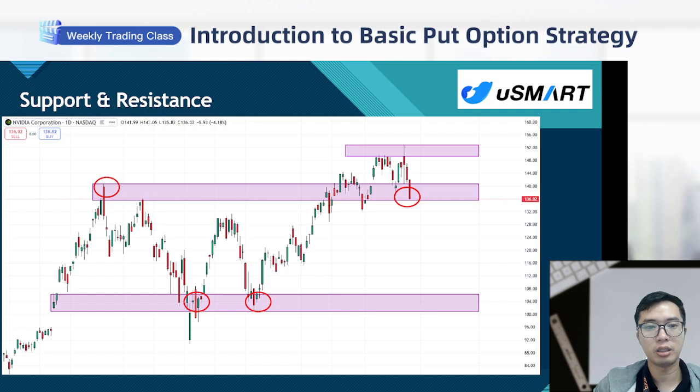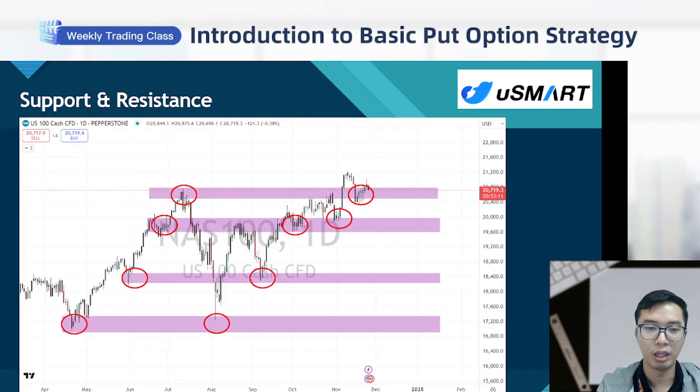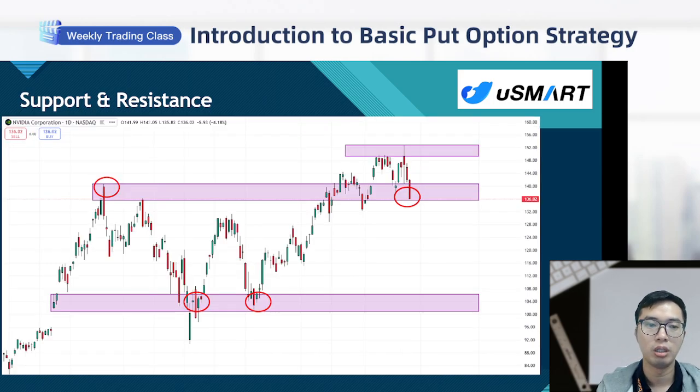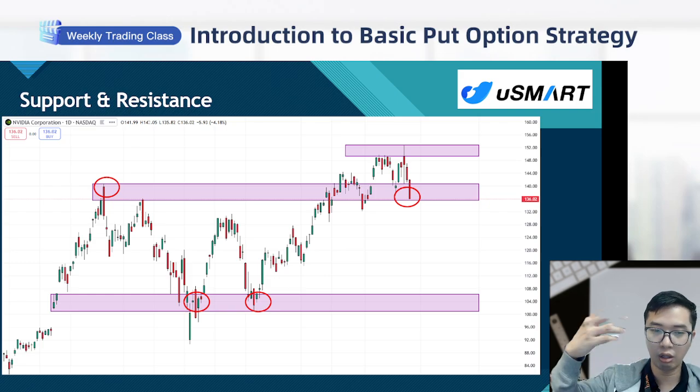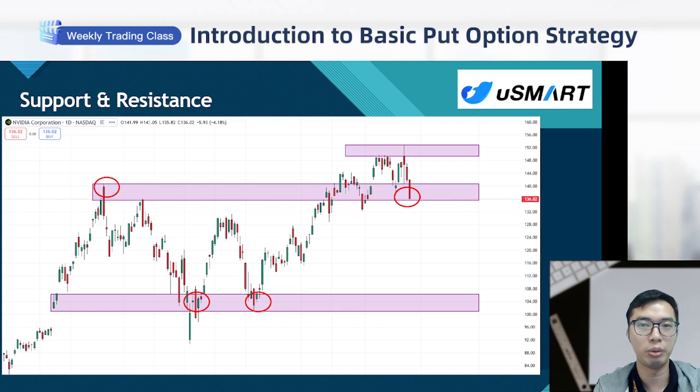So in this example, I have used NVIDIA as an example for support and resistance. We try not to draw the support and resistance on a very small time frame. Like just now, I only used that for illustration. We try to make it simple. We just draw the swing high and the swing low. To make it easier for us to trade, we don't trade in the middle, because the middle is for the short time frame.